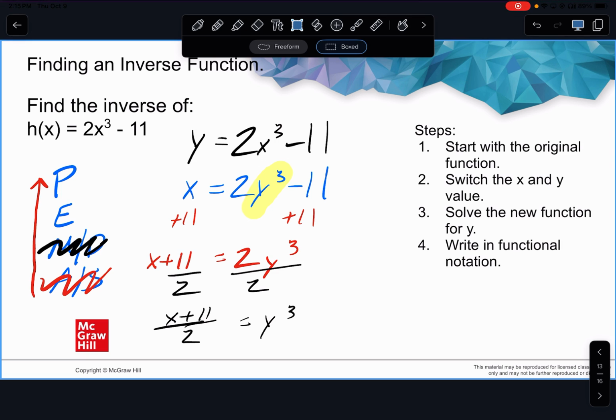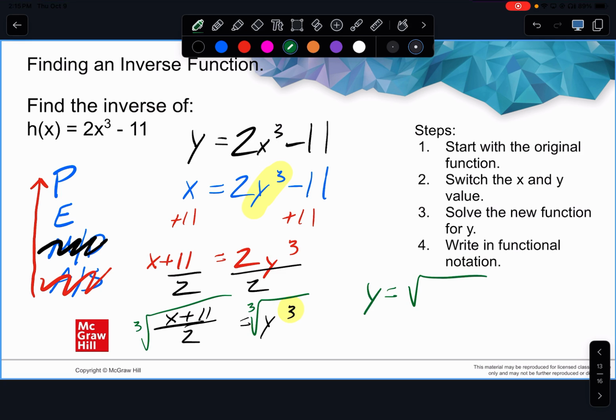Cool. Okay, now how do I get rid of that cube? Yeah, I'm going to do the cube root. So we're going to do the cube root of y cubed, so that cancels out. But then we also have to do it over here. Don't forget to put your little 3 on there for your index. So then y equals the cube root of x plus 11 over 2. And then in function notation, it's the inverse of f of x equals the cube root of x plus 11 over 2.